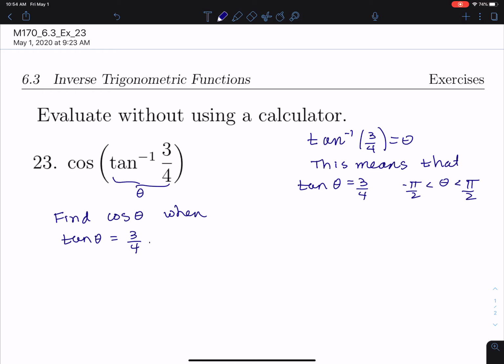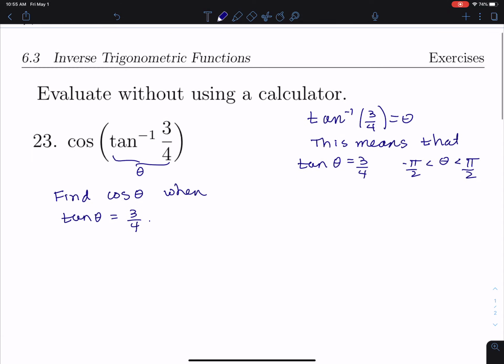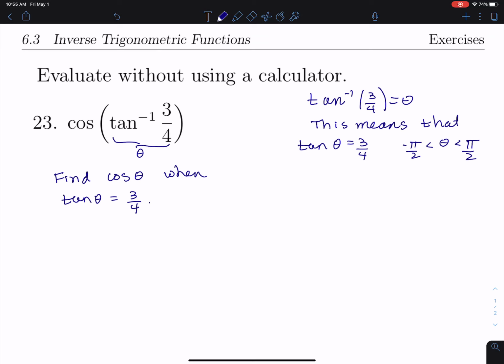One approach is by using identities. We could use tangent squared theta plus 1 equals secant squared theta, find secant squared theta, and then take the reciprocal. I am not going to do it that way. Maybe I'll do it both ways. I'm going to do it this way at first, though. Tangent theta equals 3/4, and tangent is opposite over adjacent.